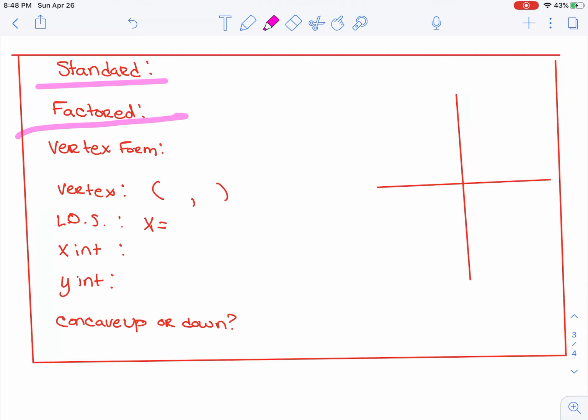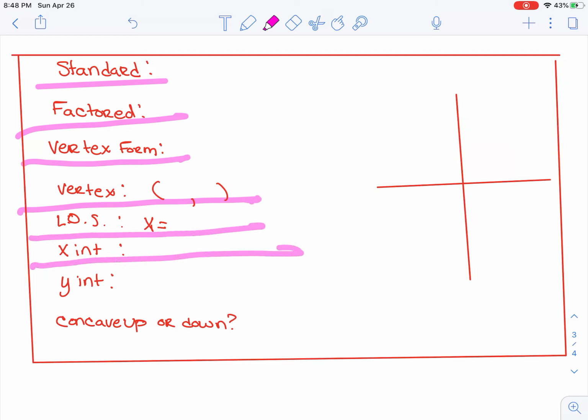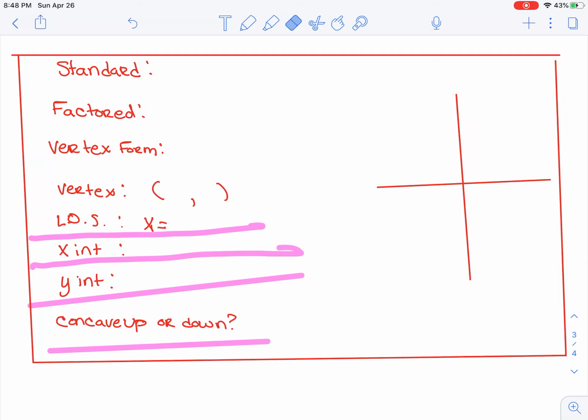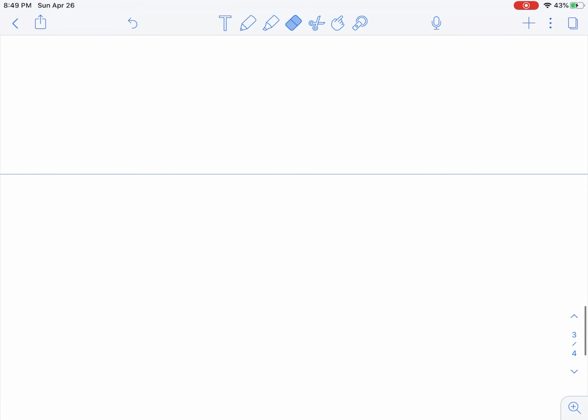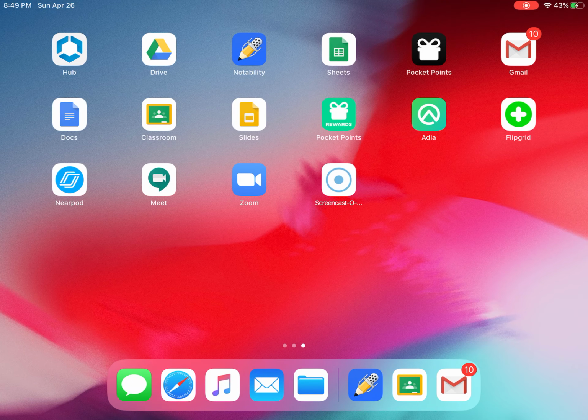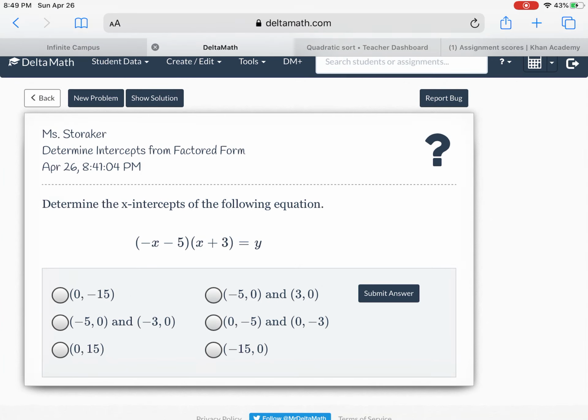I'm going to ask you for standard, factored, and vertex form, all three forms. And when you have all three forms, you can give me the vertex, and you can give me the line of symmetry, and you can give me the x-intercept, and you can give me the y-intercept, and you can tell me if it's concave up or concave down. So what I'm going to do is take a factored form from Delta Math right now, and we're going to talk about what we can find at this point in time. So right now it has negative x minus 5 and x plus 3.